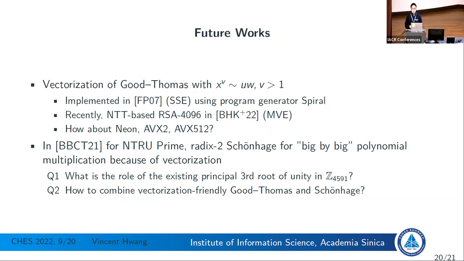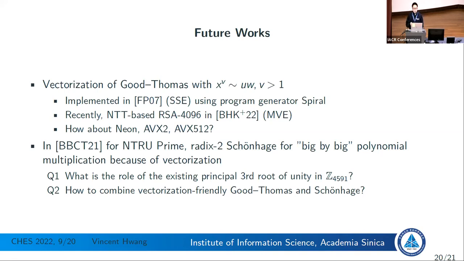I'd like to tell some future works. The first thing is the implementation of vectorization friendly Good-Thomas FFT, in particular, how to utilize the equivalence of X to the V and the product of two variables. The idea was implemented in FP07 with SSE, and recently it was also implemented in the NTT-based RSA 1496 in BHK+22 with NEON. And we would like to know the performance of the idea for Neon, AVX2, and AVX512.